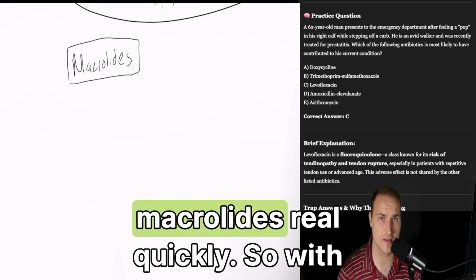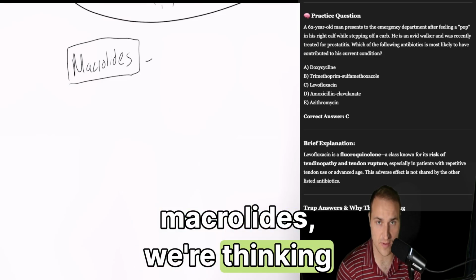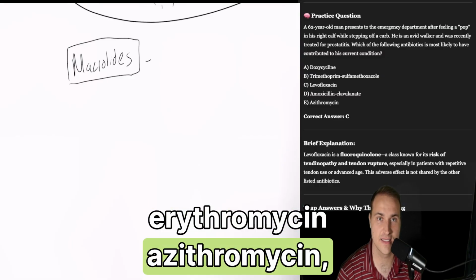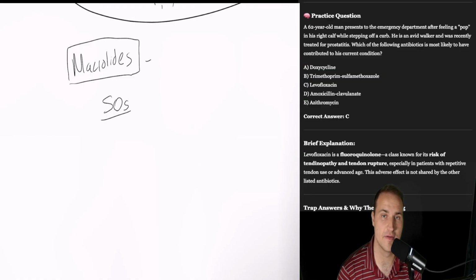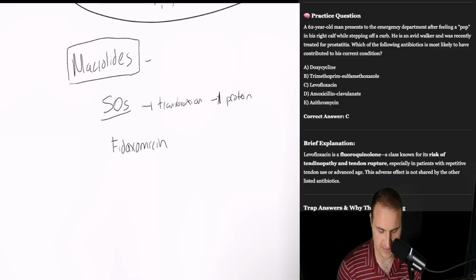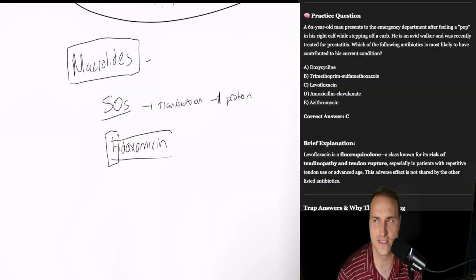Now let's talk about macrolides real quickly. So with macrolides, we're thinking of erythromycin, azithromycin, clarithromycin, roxithromycin. Now these guys bind to your 50S, that's the 50S ribosomal subunit, and they prevent ribosomal translocation, and they inhibit protein synthesis. They're almost all bacteriostatic except for fidaxomicin, and that's bactericidal. And I like to remember that one because it starts with F for reasons. I don't know, it just helps me.